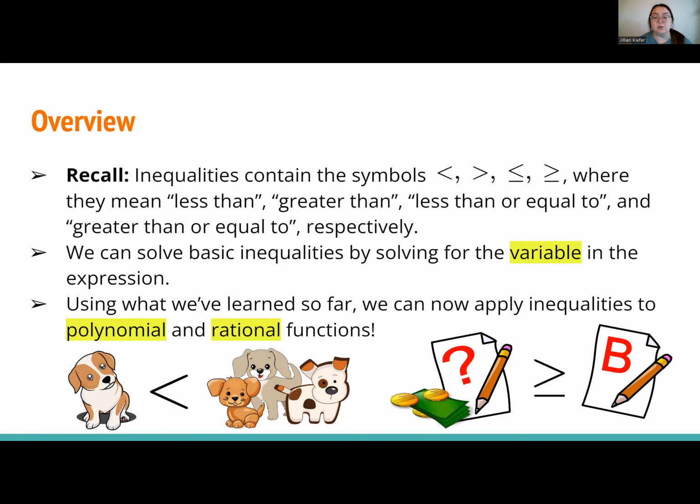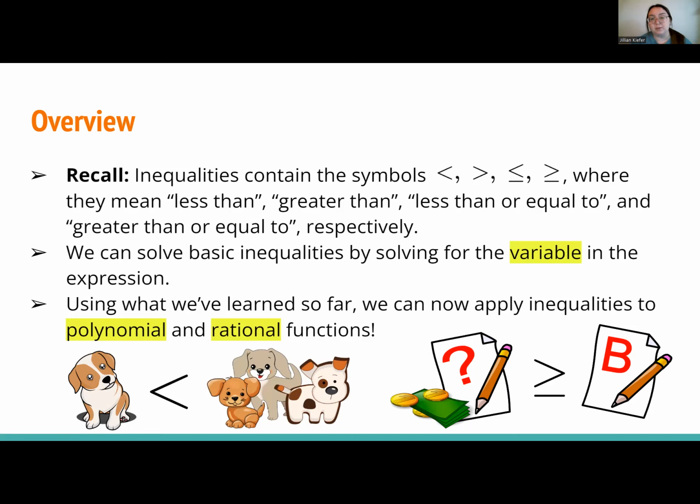We can solve basic inequalities by solving for the variable in an expression. You have something like x plus 2 is greater than 0. You would just solve for x by subtracting 2 from both sides. You would get x greater than negative 2. So in that case, you would just solve for the variable.